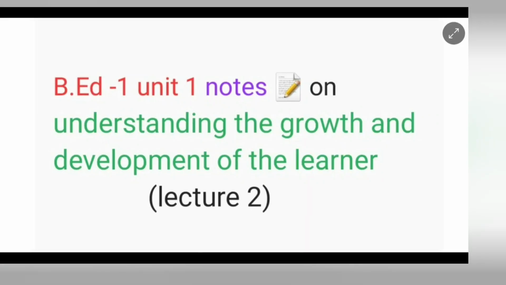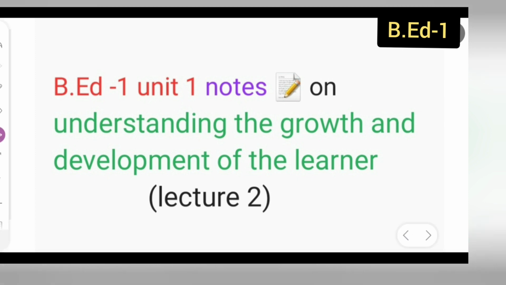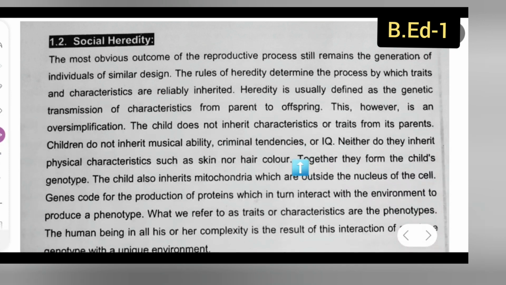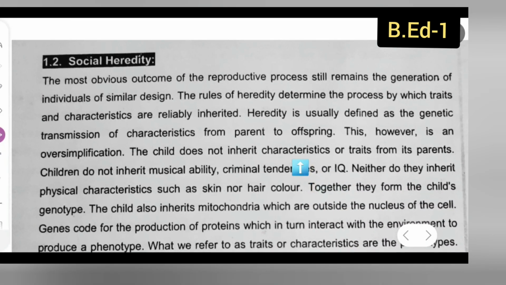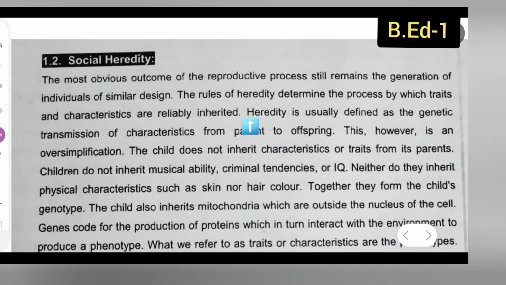So this is for class B.Ed Unit 1 notes on understanding the growth and development of the learner. Okay, lecture 2, notes on understanding the growth and development of the learner, continuation of the first part. So this topic is about social heredity. Topic is social heredity. Okay, you can take down the notes.